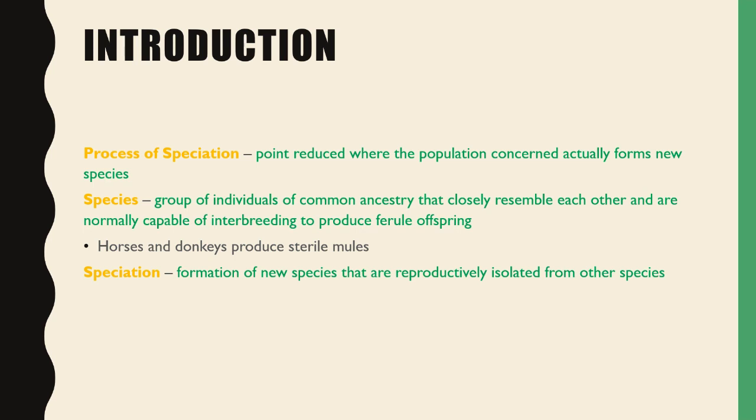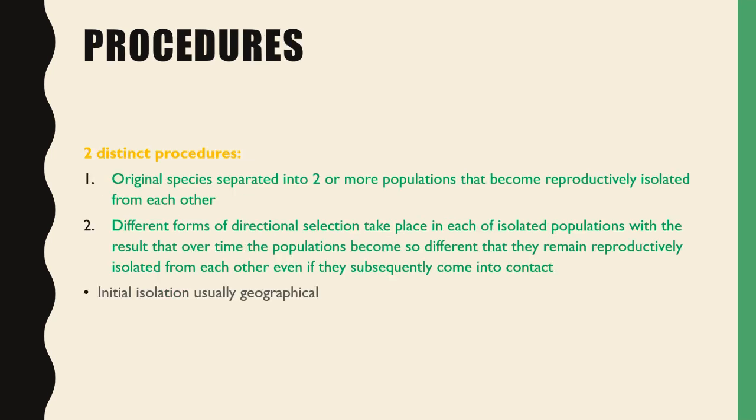So what is a species then? Well, a species is a group of individuals of common ancestry that closely resemble each other and are normally capable of interbreeding to produce fertile offspring. Horses and donkeys produce sterile mules, and therefore mules are not a species. Speciation is the formation of a new species that is reproductively isolated from all other species. That's just a better way of putting it.